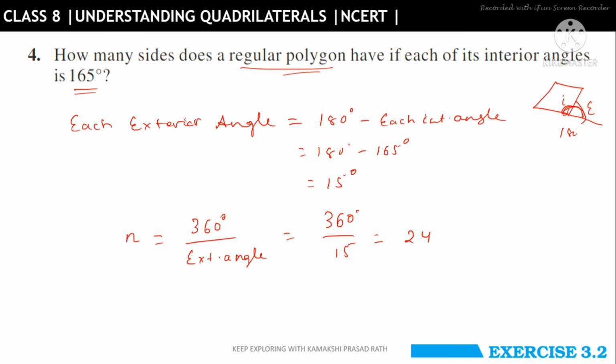So always remember to use this formula: n equals 360 by exterior angle, or exterior angle equals 360 by n. So we are using only exterior angles. If it is not present, you have to find it, then use this formula.